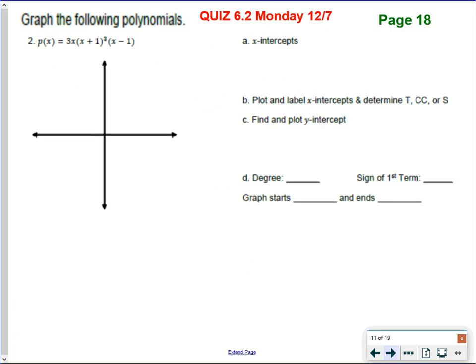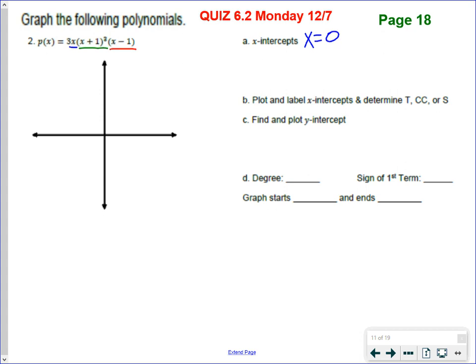For number 2, we have p of x equals 3x times x plus 1 cubed times x minus 1. Here we still have 3 factors. We have x, x plus 1 cubed, and x minus 1. That 3 is technically just our first term. It's our coefficient of the whole polynomial, so it's not really part of our first factor. So let's look at the first factor here. We have x by itself. x equals 0 when x equals 0. So our first x-intercept is x equals 0.